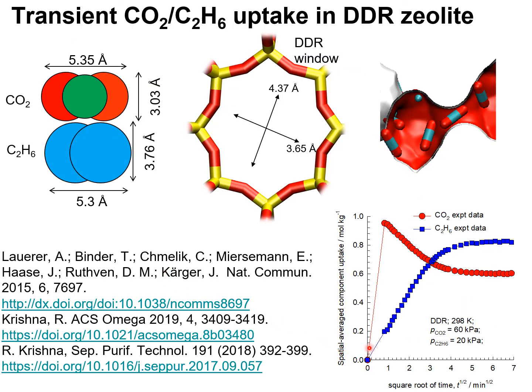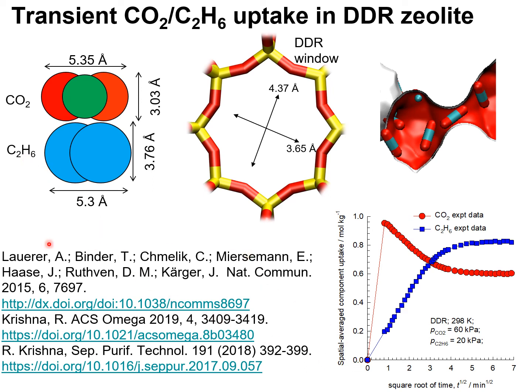Let us examine the experimental data for transient uptake of carbon dioxide and ethane in the ratio of 60:20 inside a DDR zeolite that consists of cages separated by windows that are 3.7 angstrom in this direction and 4.4 angstrom in this direction. It's an 8-ring window. CO2 diffuses faster than C2H6 because the cross-sectional dimension of CO2 is significantly lower than that of ethane.